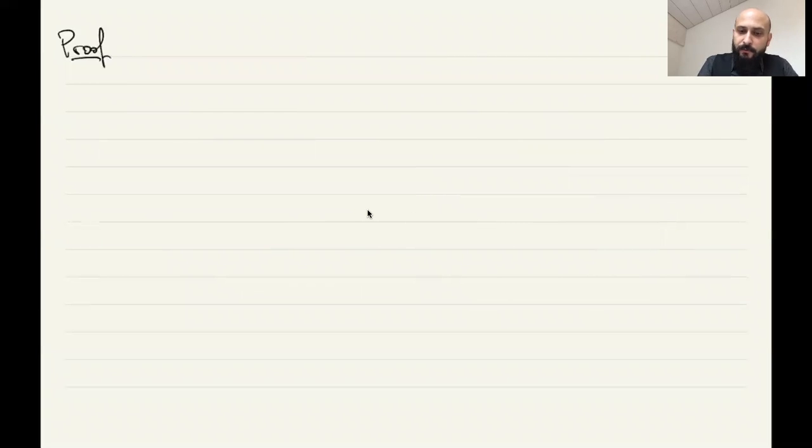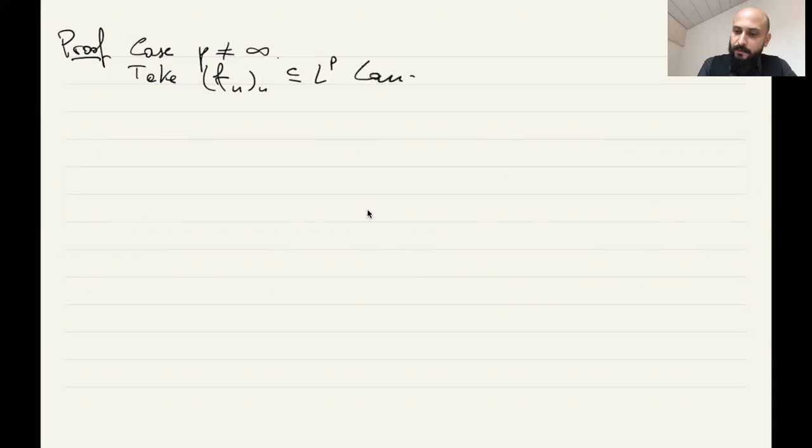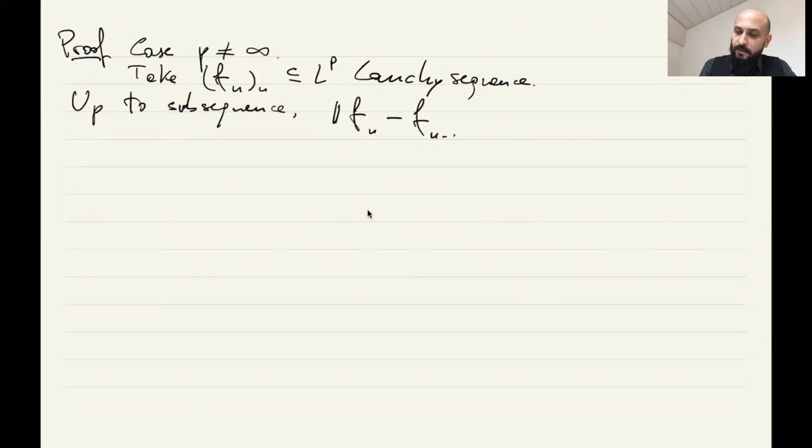Proof. Okay, first let's consider the case where p is not infinity. So take f_n inside L^p a Cauchy sequence. We need to prove that it converges. So up to choosing a subsequence, for a Cauchy sequence it is enough to prove that a subsequence converges. So up to passing to a subsequence, I will not change the index of the sequence, we can assume that consecutive elements have p norm less than 4 to the minus n.